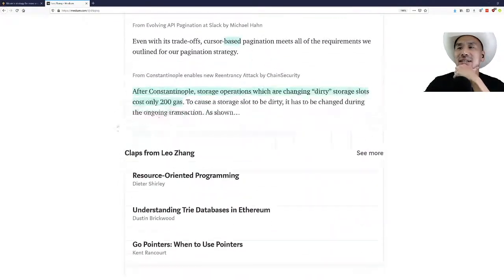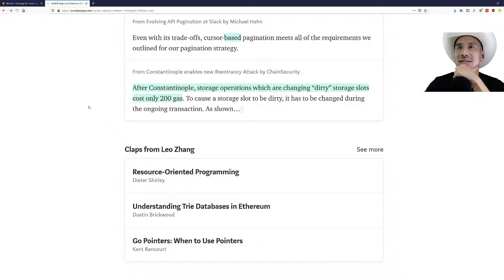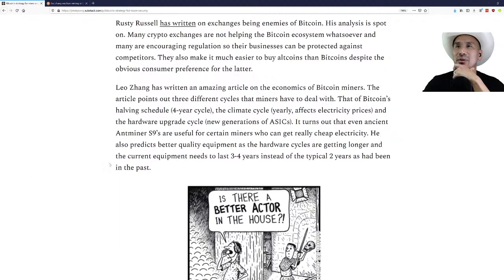Why can't I find this article? Oh, that's tragic. Anyway, he wrote an article on the economics of Bitcoin miners. I'll find it and link it later.